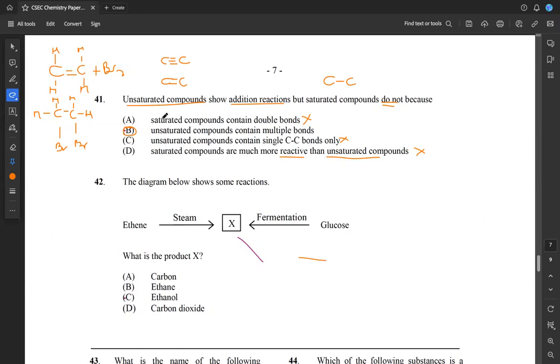Okay? So the only true statement here is that unsaturated compounds contain multiple bonds, and that's why we can do addition reactions with them, right? Because they have those multiple bonds in them. Okay?